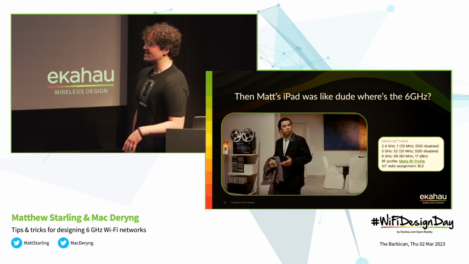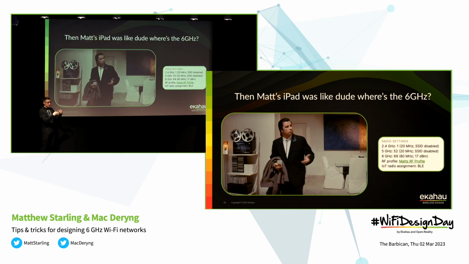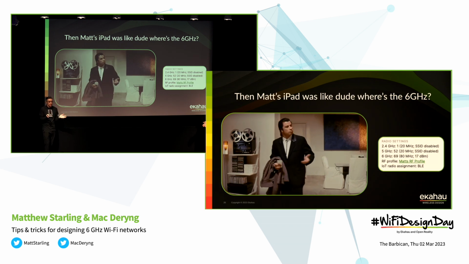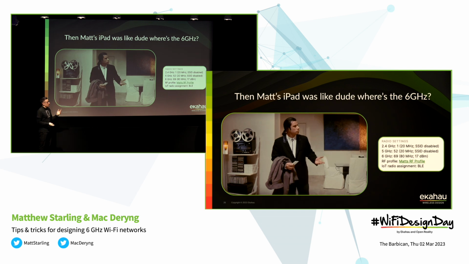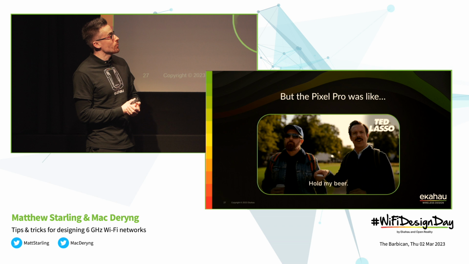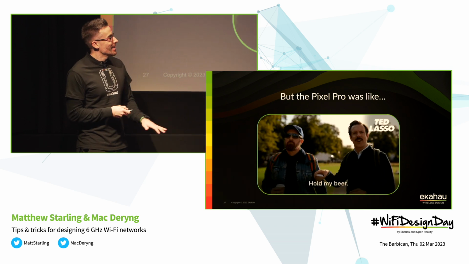With 6 gigahertz alone, without 2.4 and 5. Yeah, so even though the 6 gigahertz SSID was still there and it was broadcasting, my Apple iPad couldn't see it. It was just like it completely vanished, even though it was there. What the heck? Yeah, however, I did have the Pixel Pro, and the Pixel Pro was like, no worries, dude, I got this. Hold my beer.